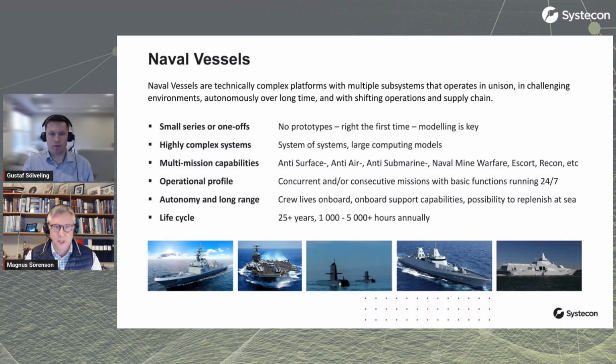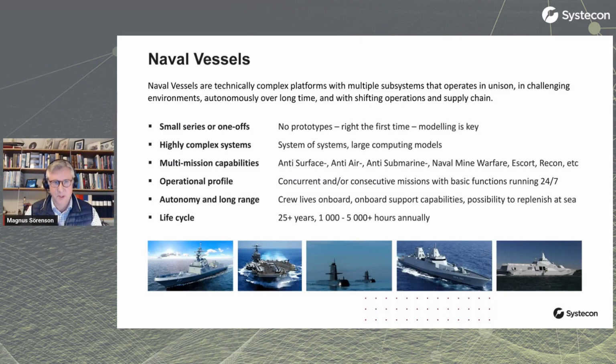And when we say naval vessels today, we refer to the big complex ships like aircraft carriers, submarines, frigates, corvettes, not the smaller patrol craft. So these big vessels are normally built in very small series or as one-offs. Not often you see prototypes, which means you have to get it right the first time. Hence, modeling is key. You want to verify and validate in the computer before you start cutting steel or invest and procure expensive equipment. These vessels are highly complex systems, including a lot of components, hence large computing models.